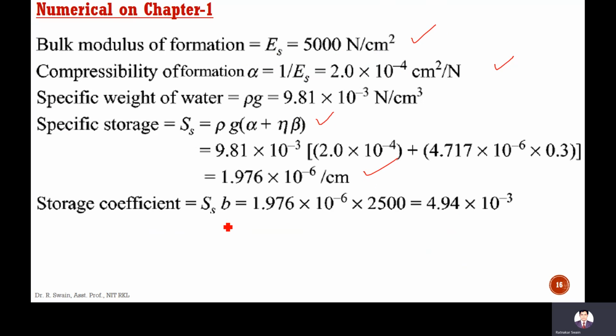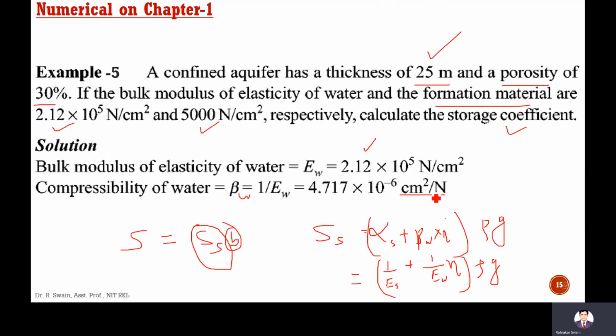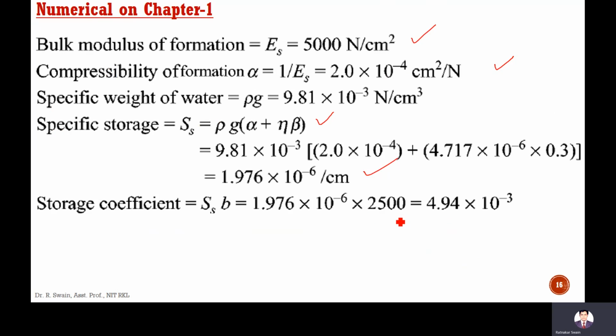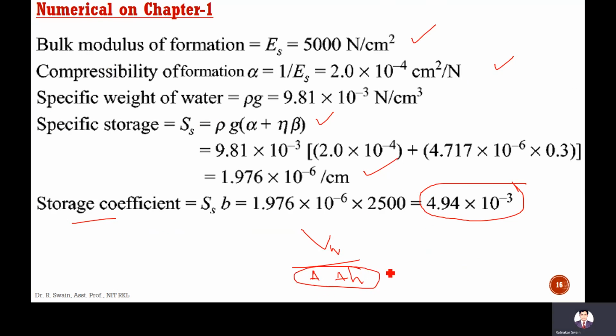Now the storage coefficient or the storativity will be this into thickness, 2500 in centimeter, so it will give you 4.94 into 10 to the power minus 3. Storativity has no unit, because storativity or storage coefficient is volume of water divided by area into change in head, so it is nothing but volume over volume. So it has no unit.